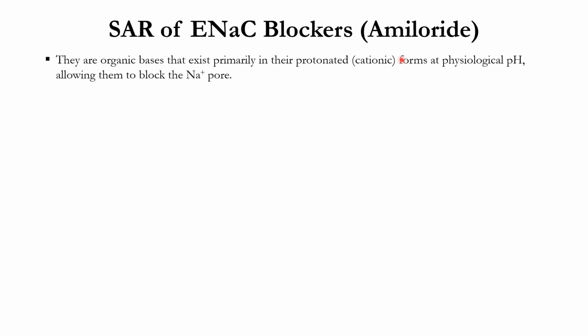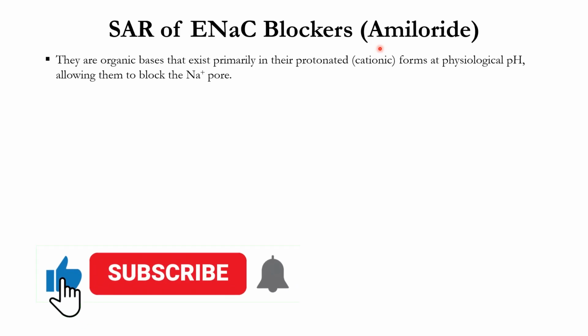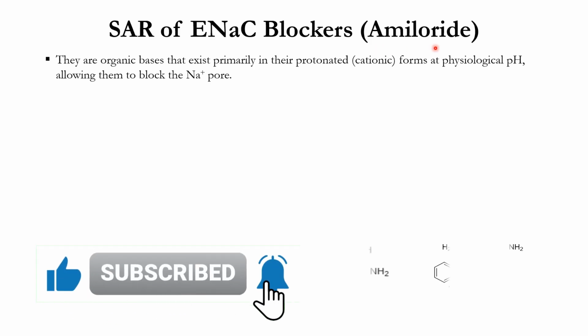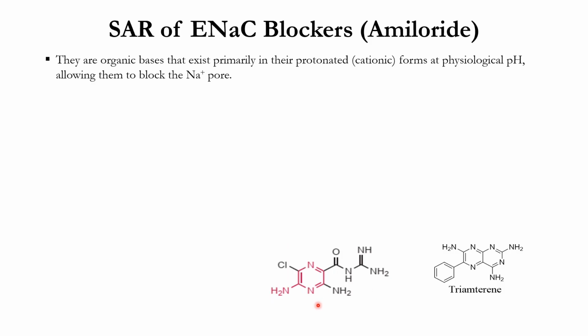Now let's come to the structure-activity relationship of epithelial sodium channel blockers, starting from amiloride. So this is the amiloride structure. Both amiloride and triamterene are organic bases by nature. Because they contain a lot of amine groups, as we have seen from their structures, they exist primarily in their protonated or cationic forms at physiologic pH. This allows them to block the sodium ion pore in the epithelial sodium channels at the late distal convoluted tubule and collecting duct.